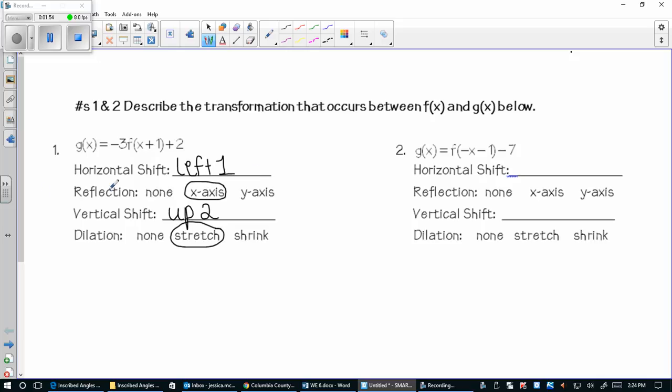So then on number 2, we have g of x equals f of negative x minus 1 minus 7. So again, horizontal shift, we're looking inside parentheses. And here it has minus 1. Again, it's the opposite of what it seems like it should be. So a negative 1 is going to tell us to go right 1.